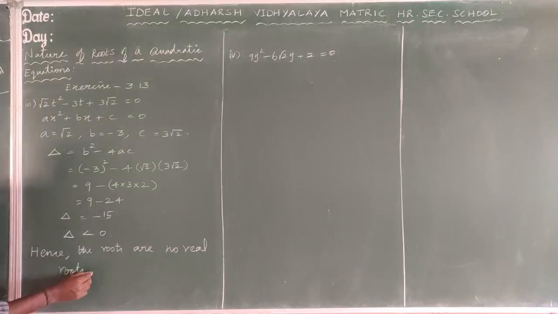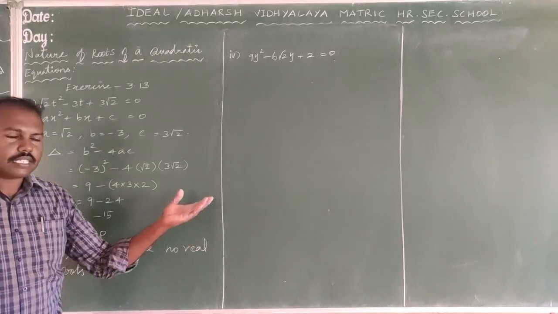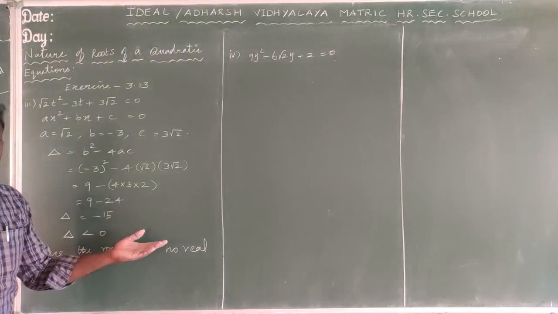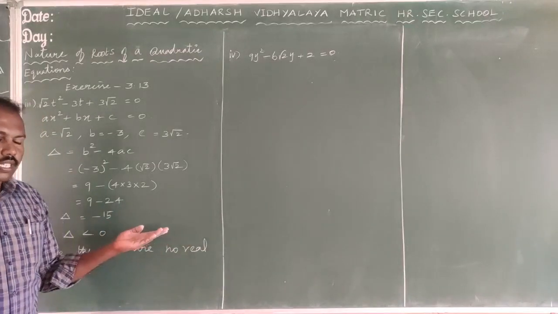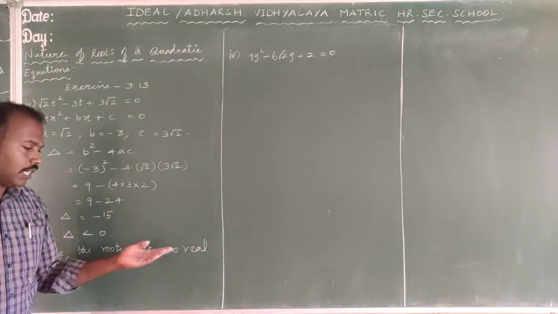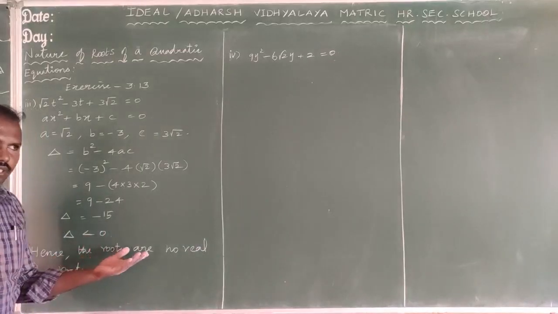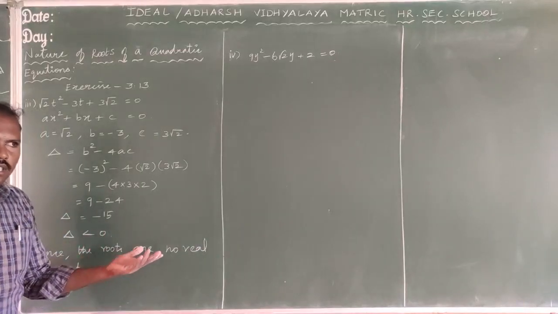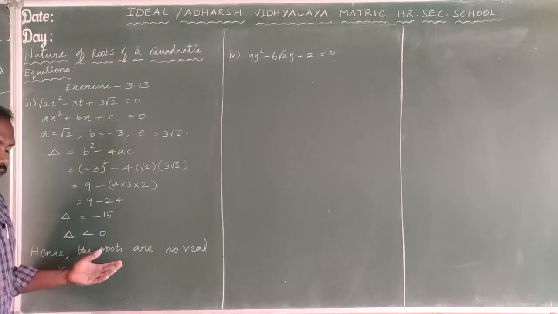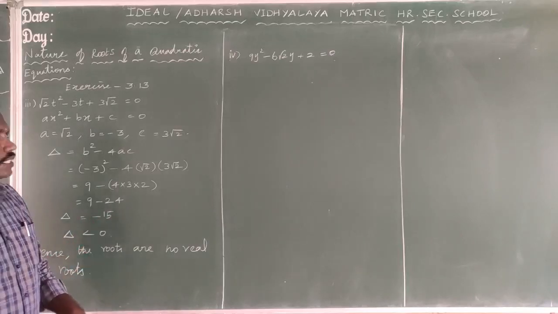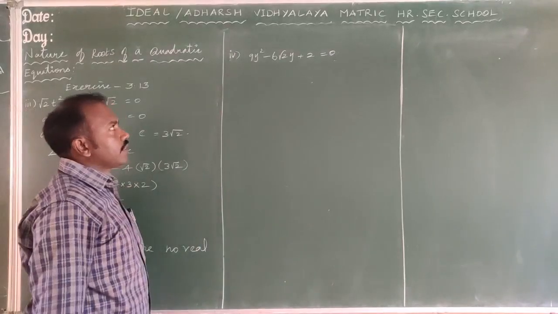So discriminant greater than 0, real and unequal roots. Discriminant is equal to 0, real and equal roots. Then discriminant less than 0, here roots are no real roots. That's all.